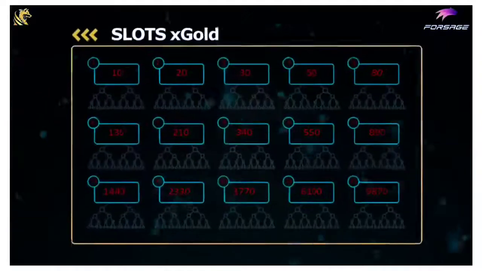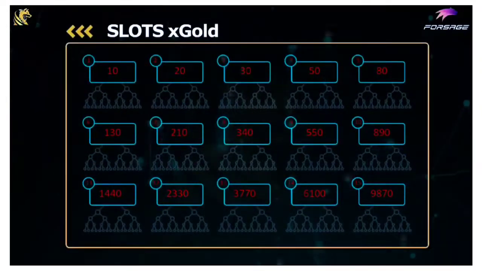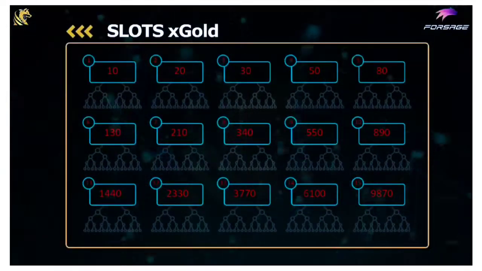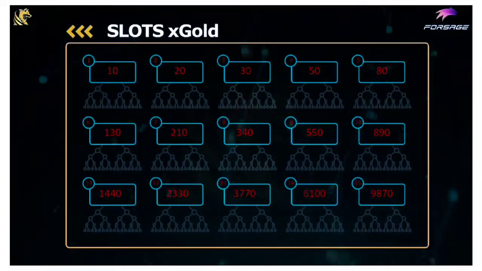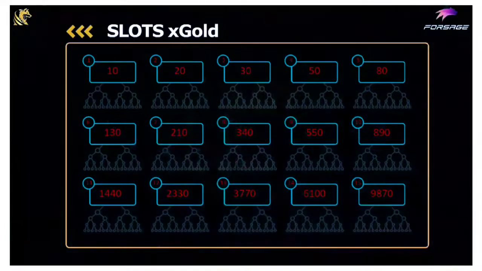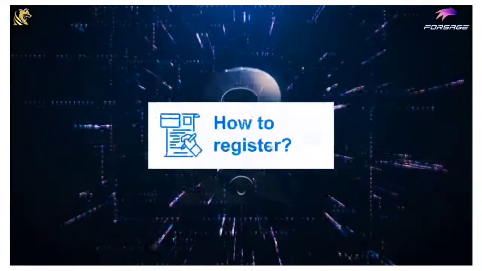The last one is Forsage X Gold. Here the first slot is 10 BUSDs, the second one is 20 BUSDs, the next one is 30 BUSDs. So it keeps on increasing and the 15th one is 9870 BUSDs. So let's learn how you can register with Forsage.